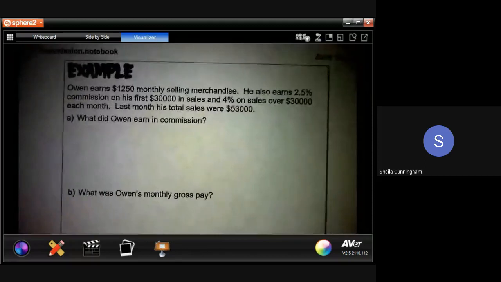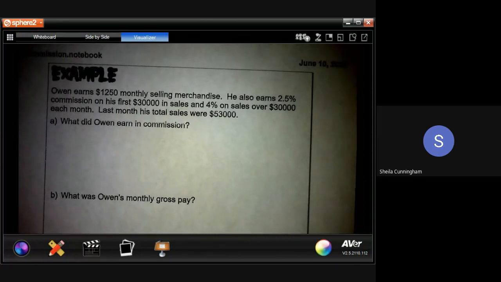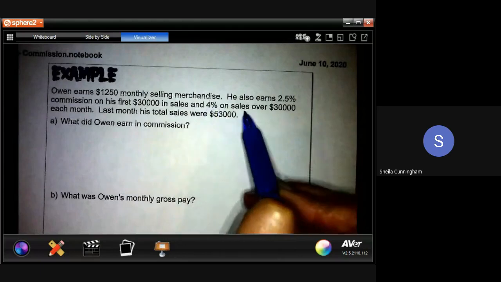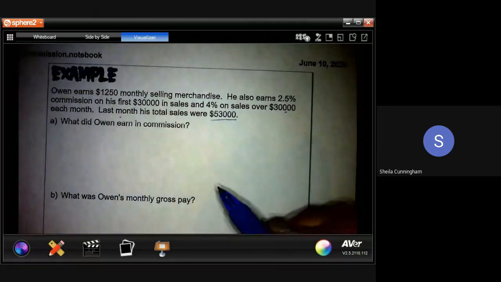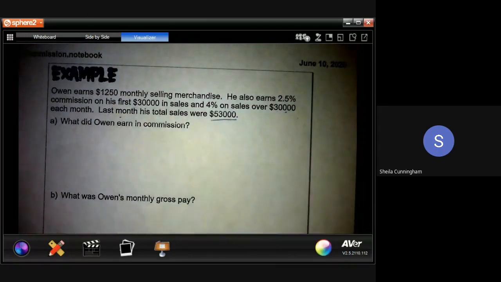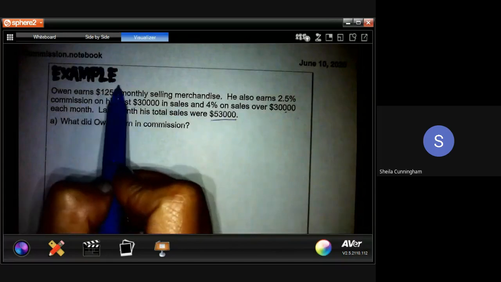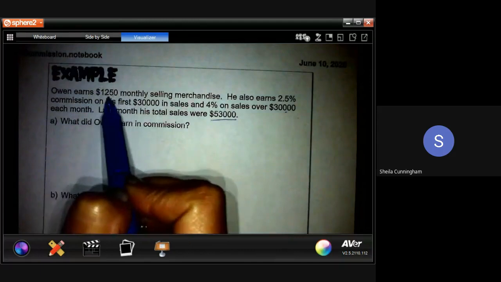Okay, last example. Owen earns $1,250 monthly selling merchandise. He also earns 2.5% commission on his first $30,000 in sales, and then 4% on sales over $30,000. So last month, his total sales were $53,000. So in here, there's a lot of information going on. You've got graduated commission happening in here, but he also has a wage plus commission happening. He's guaranteed a monthly salary.